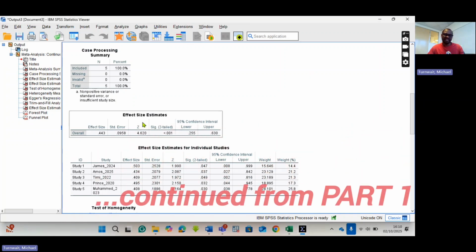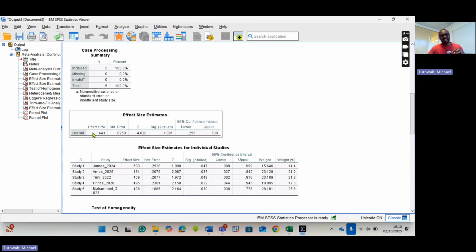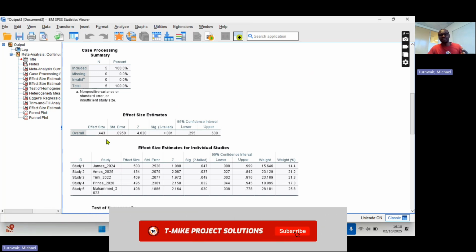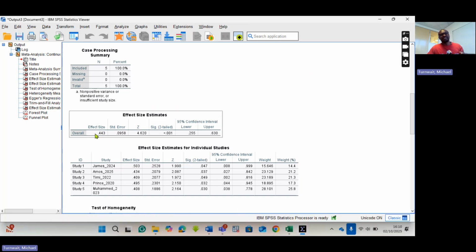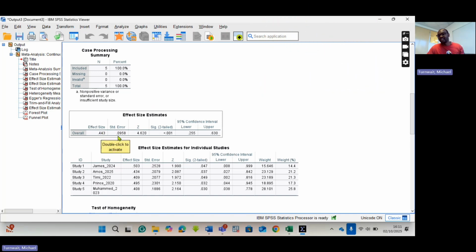This tells us the effect size of the overall study, which we included. That's why you see overall here. The effect size here overall is 0.443, which informs us that there is a moderately positive effect of the intervention which we made on the pregnancy outcome. Remember, the study was on pregnancy outcome.